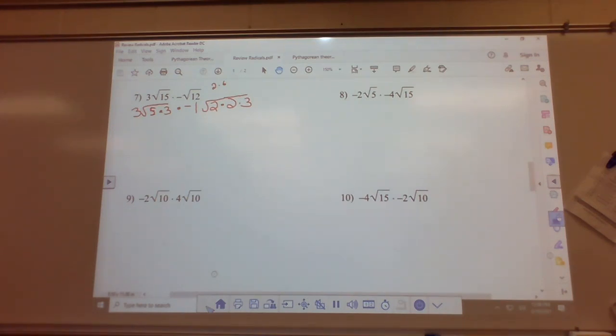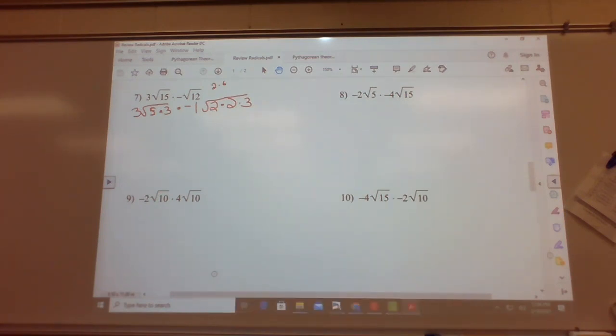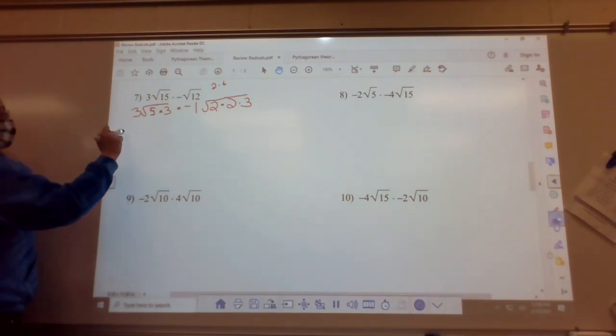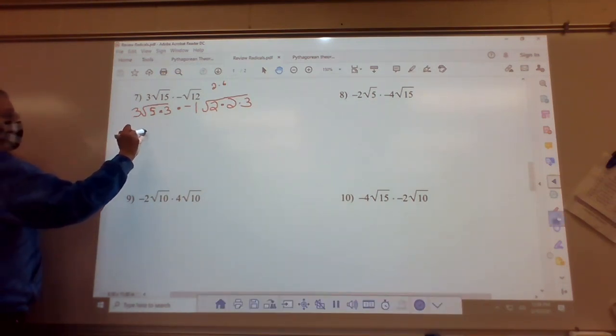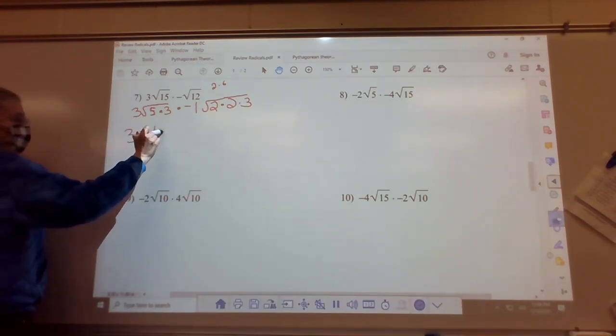So when I'm breaking the numbers down, unless I can already see a partner, I want to break it down into prime factorization. So prime means it's the numbers that won't break down anymore. I'm sure you've done prime factorization in the past, but it's been a while. So that's where we are right now. So everything out front is just going to stay out front. So 3 is already out here. Negative 1's already out here.